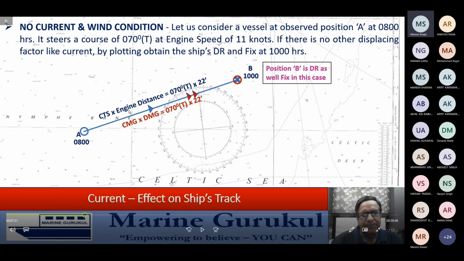Okay, so beta, did you understand this? There is no wind and no current. Our course steered is the same as course made good. Our estimated position, our DR position, our fix is also same at point B.